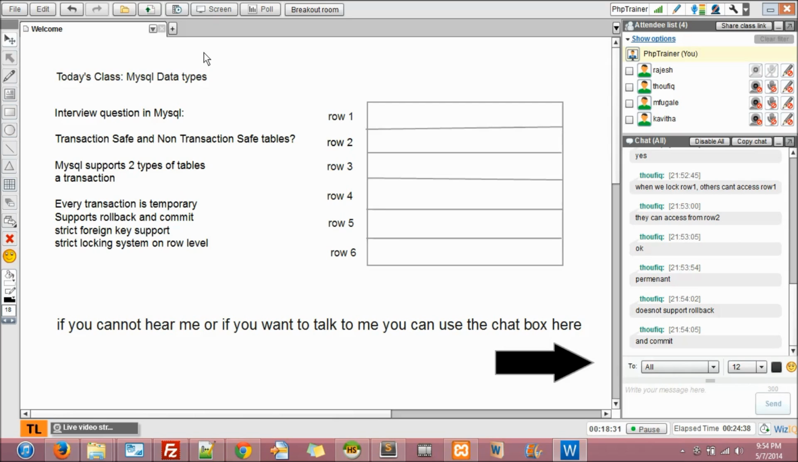And then there is no locking. I mean, there is locking, but partial locking. And when I say partial locking, it's locking only up to a transaction level. So when we say transaction level, like you hit a query on multiple rows, it locks for some time, then relieves it. Okay, so that is it. Transaction safe and non-transaction safe.